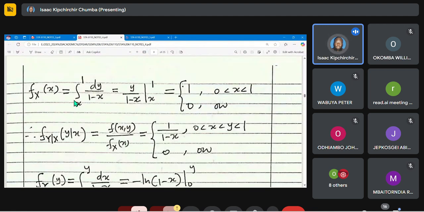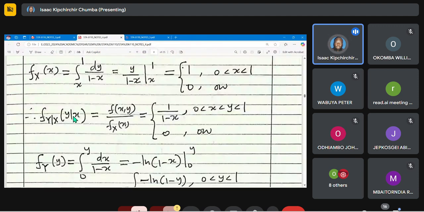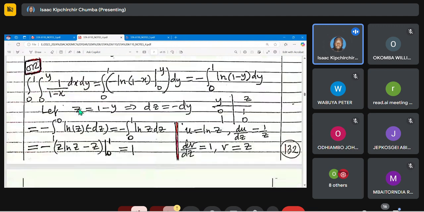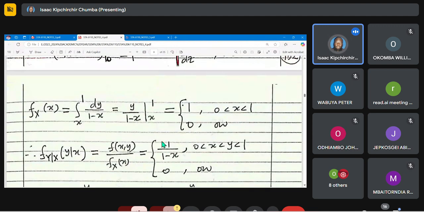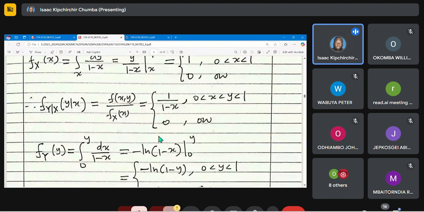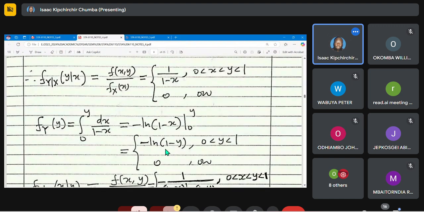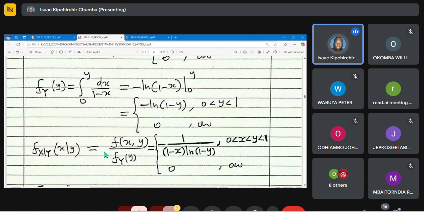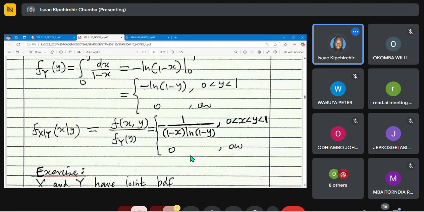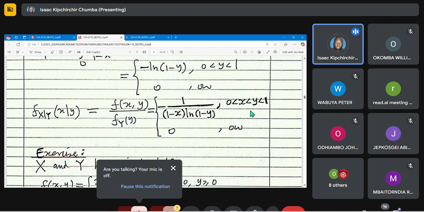So having the marginal of x, we can get the conditional of y given x. You just need to define the joint over the marginal. This is now the conditional of y given x. Similarly, you can get the marginal of y. Now to integrate, this is the marginal of y. And then you want to get the conditional of x given y, you get the joint over the marginal, this conditional of x given y. And that is the support of that conditional density.